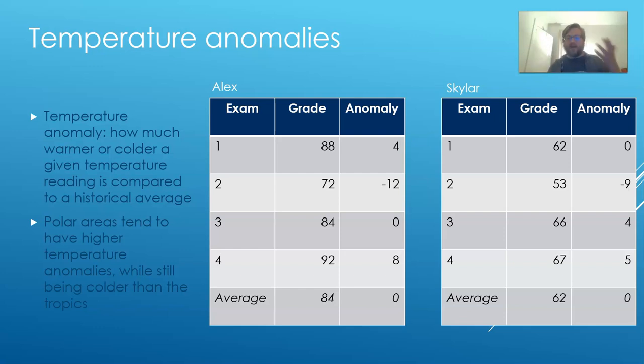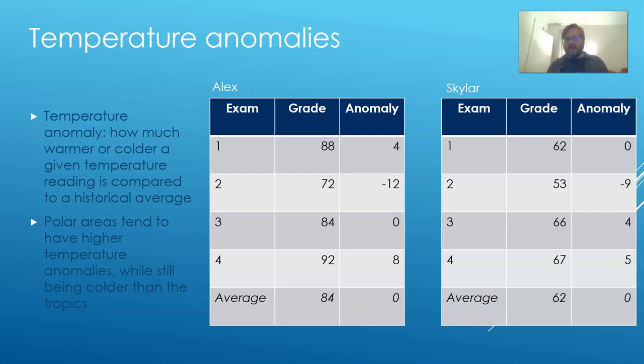You can see that each exam score could be higher or lower than that. So Alex's exam 1, for example, got an 88%, and that is 4 points higher than Alex's average for the semester. So exam 1 for Alex has an anomaly of positive 4 points higher than that average. Exam 2 has an anomaly of minus 12 because Alex did 12 points worse than their average, etc.